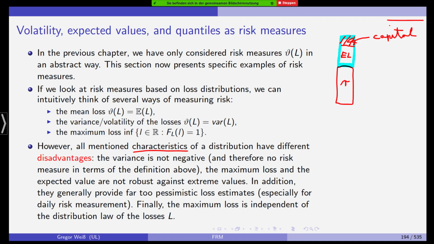So expected loss, yes, in credit risk, but not always, not for all types of risk. Then the maximum loss and the expected value are also not robust against extreme values. For example, if you only have one extreme observation, one outlier, both the expected value and the maximum value will suffer to a great extent from this outlier. So they are not robust against extreme values. Again, not so well suited for risk measurement.